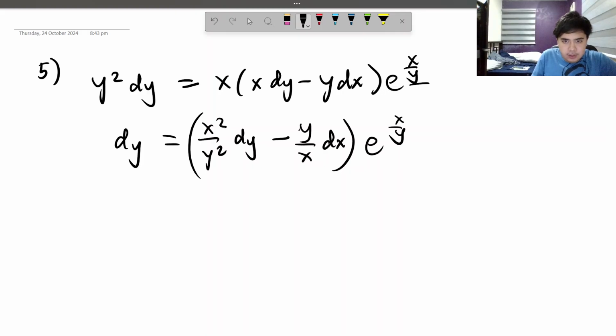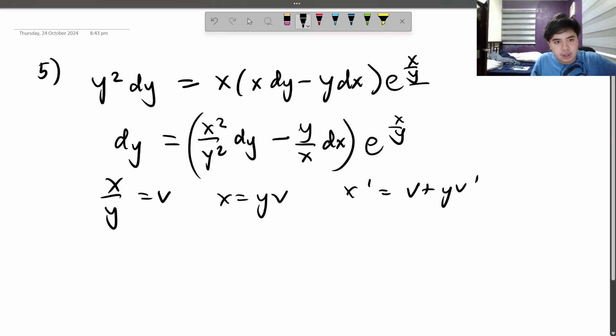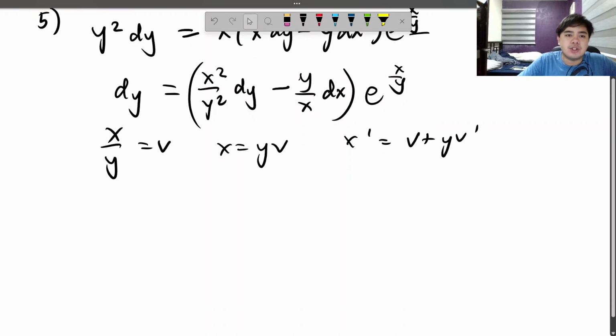Since we are only focused on x over y, that should be our focus, x over y. And x equals yv. x prime equals v plus yv prime. So instead of dy and dx, let's put x prime on dx and 1 on y's. So this dy becomes 1.